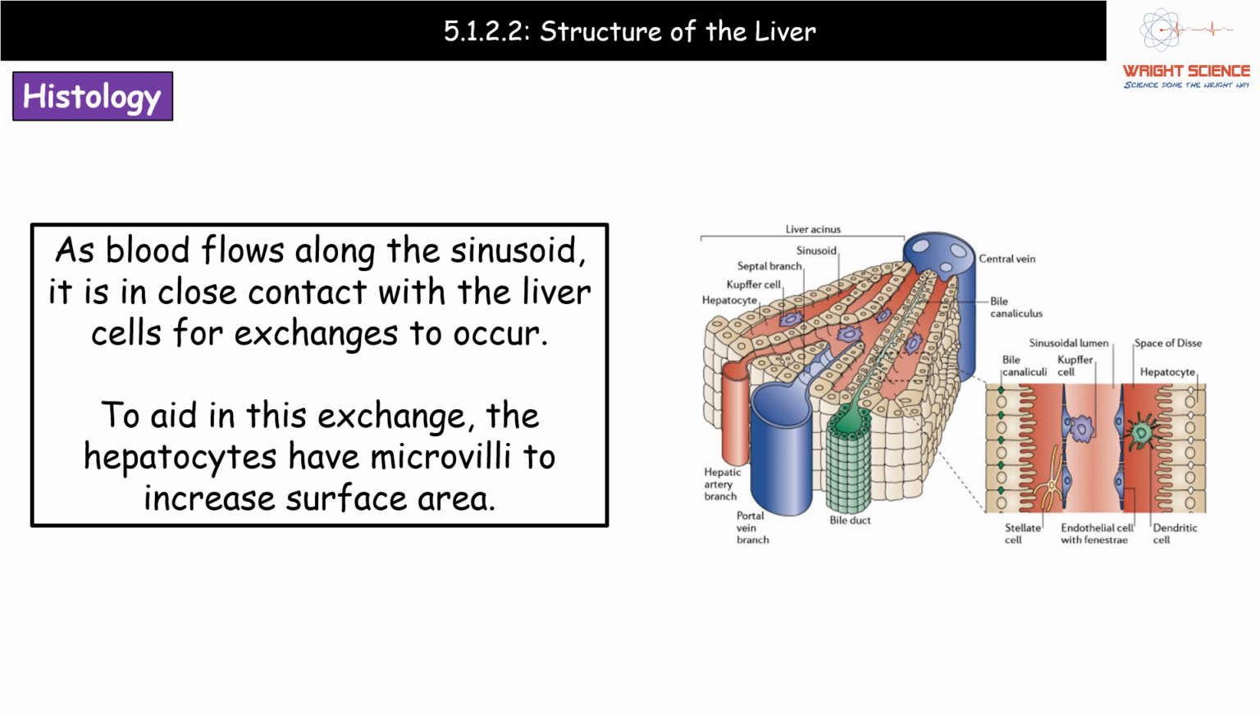So those hepatocytes have these structures called microvilli on their surface, which are basically like little folds on their surface membrane. And the reason they've got those is to increase surface area. So if you have a look at the little diagram that's zoomed in on the right there, we can see that we've got these little foldings moving in from the surface of those cells, which are the microvilli.